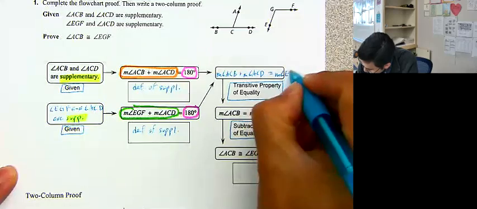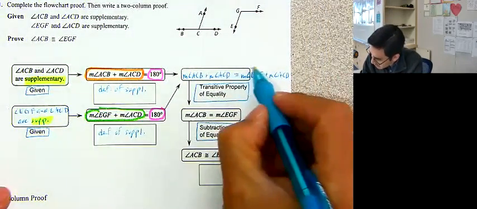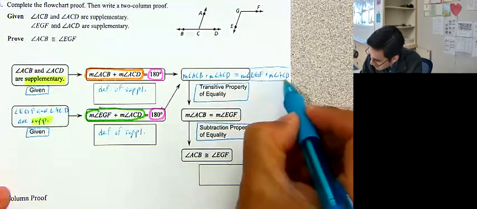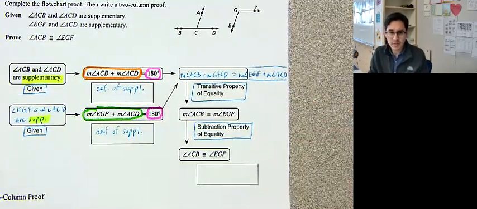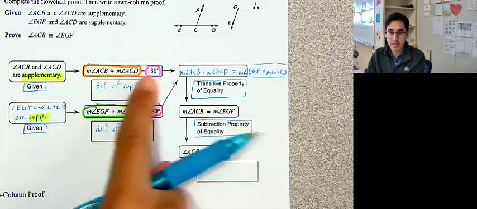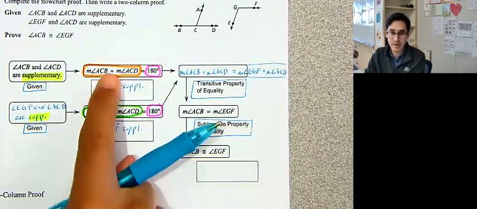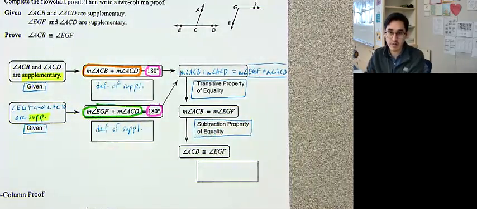The measure of angle EGF plus the measure of angle ACD. Okay. Could have made that oval a little bit bigger for us, but that's all right. So that was using the transitive property, right? One expression is equal to a second expression, and that second expression is equal to a third expression. So the first and the third expressions are equal as well.